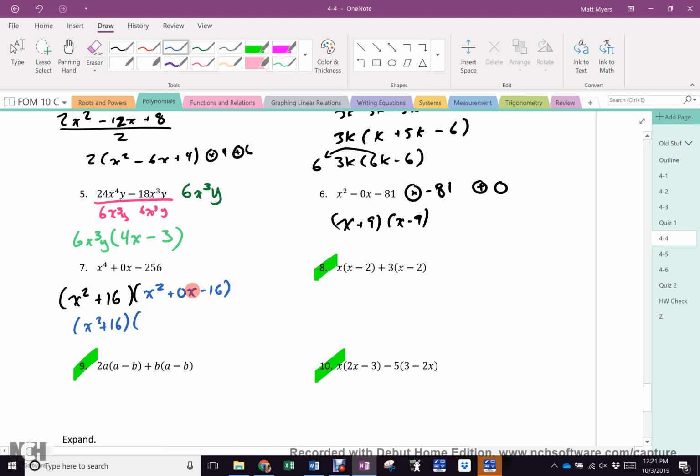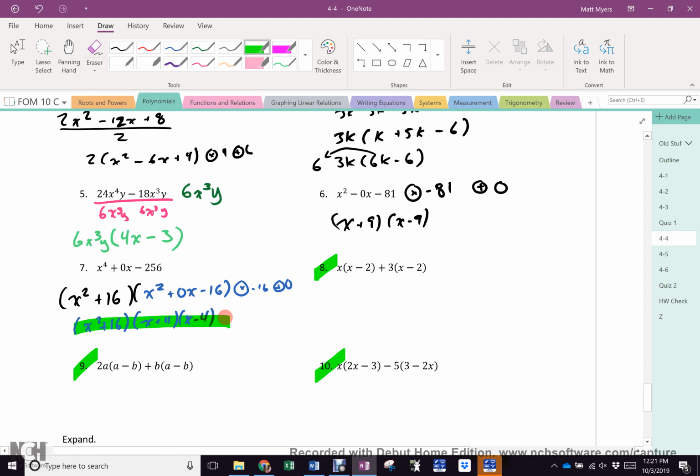What would you do with this? Yes, Hannah? Multiplies to 16 and adds to 0. And what is it? 81, 9, 256, 16. 16, 4. X plus 4, x minus 4. That is where you're finally going to end up.